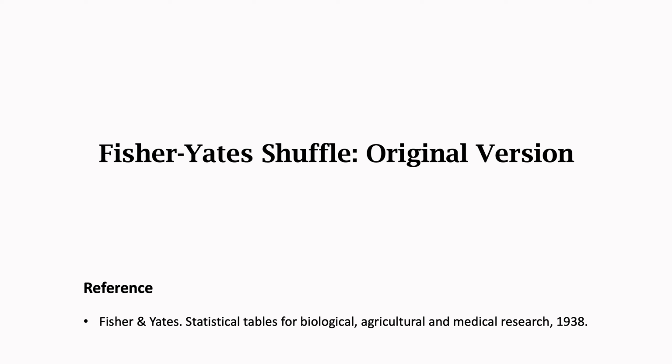In this lecture, we focus on the Fisher-Yates shuffle. It can generate uniform random permutation. Fisher-Yates shuffle has two versions. One is the original version, and the other is the modern version. Let's begin with the original version. It was published by Fisher and Yates in 1938, almost a century ago.